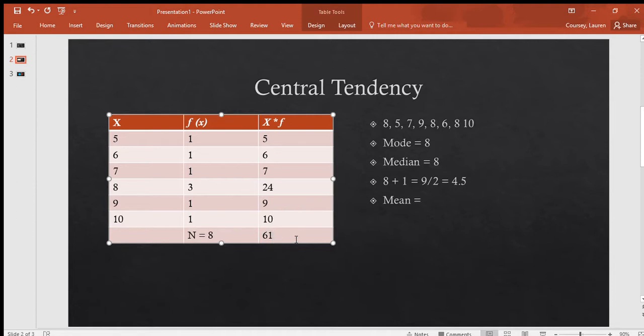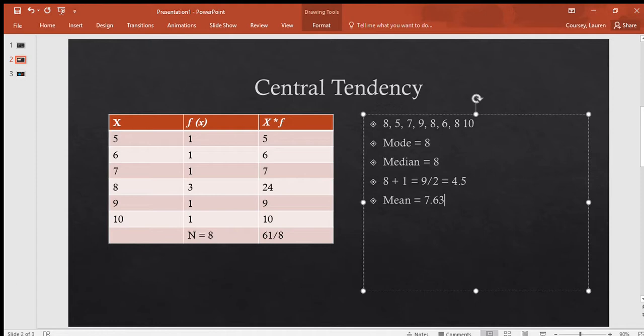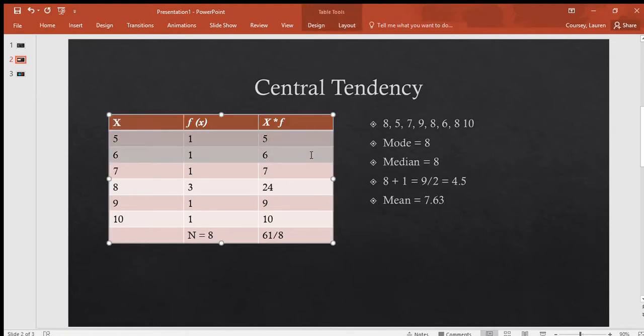And remember that we need to divide that 61 by the n, or the total number of scores, which is 8. And we should get that same mean that we got in the previous video of 7.63. So we can use this frequency table to calculate all of those measures of central tendency that we've already learned. Now, it's pretty straightforward in this example because many of our scores have a frequency of 1.